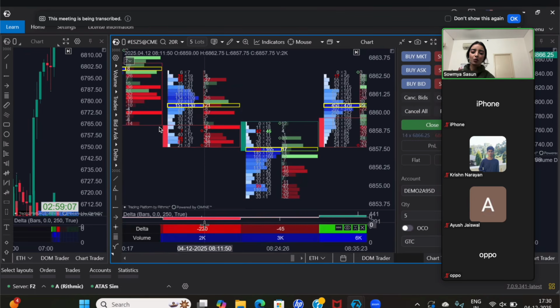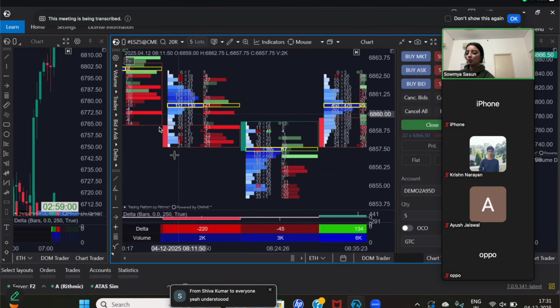Did you guys understand what delta is, and how to see the delta of one particular candle? This is something anyone can do. Look at the candle, go below the vertical area, see what the delta is. You know what the delta means.